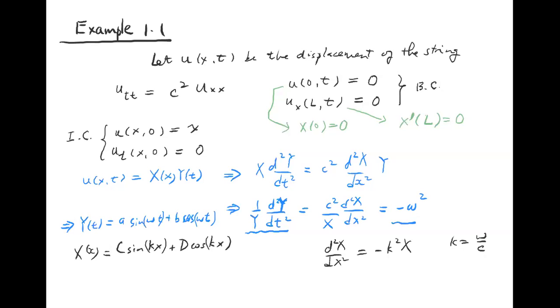Derivative dx dt, dx dx, sorry. And so we will have x0 being 0, which implies d has to be 0. And x prime L, then you just have sine left, and so there will be cosine KL, so K pulls out. But this is 0, meaning that cosine KL is 0.